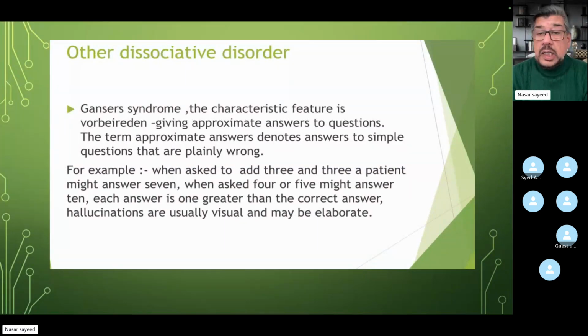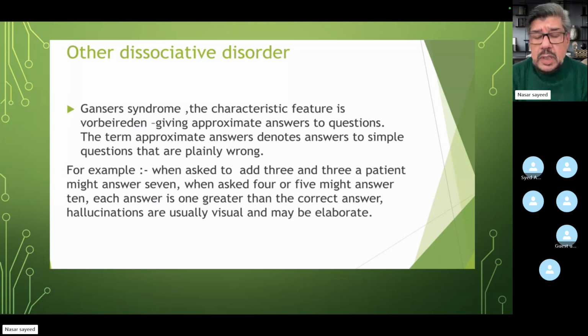Ganser syndrome. Now, this is another important thing. A characteristic feature is Vorbeireden, a German word, I cannot pronounce it properly: giving approximate answers to the question. Ganser syndrome is actually a dissociative or conversion symptom, and they are always approximate answers. Approximate answer means if I ask how many legs a cow has, he will say 5. Okay, how many fingers do you have?